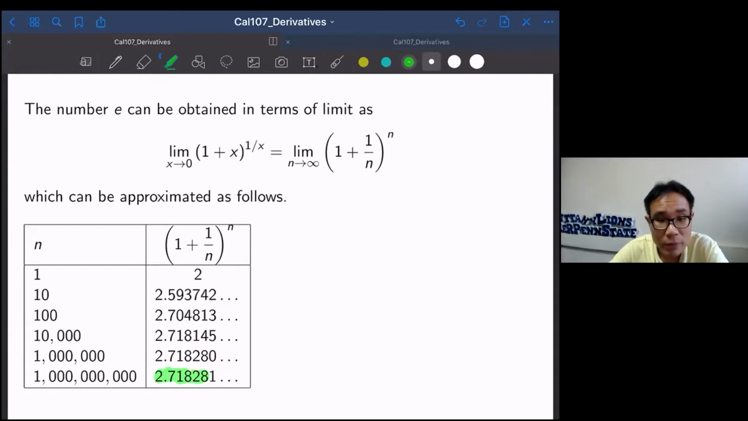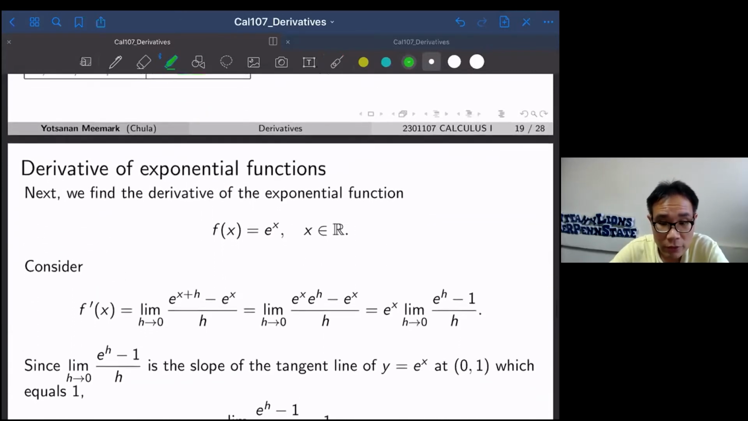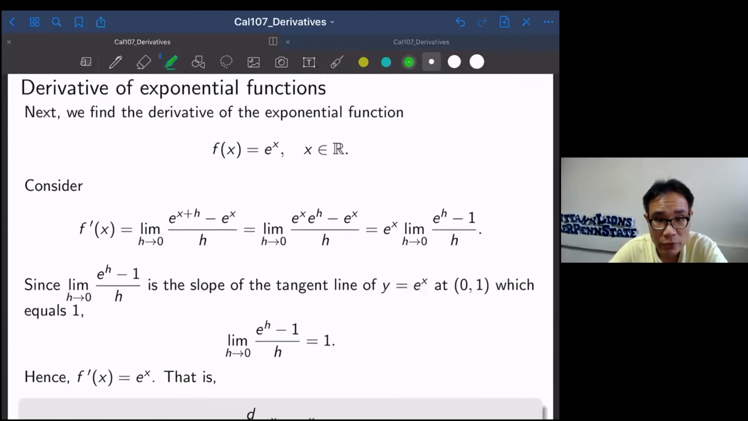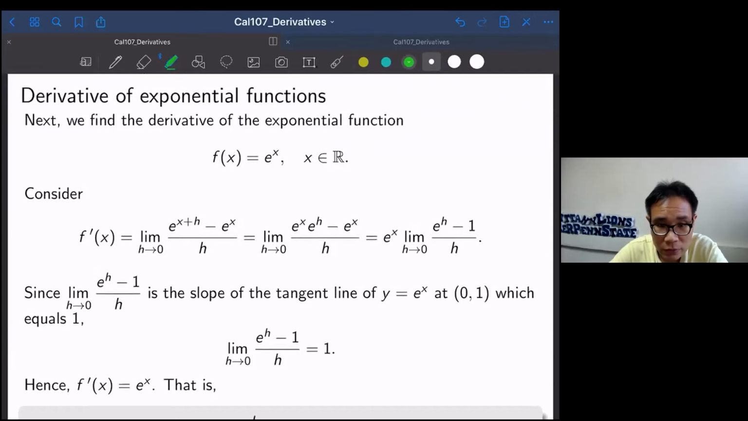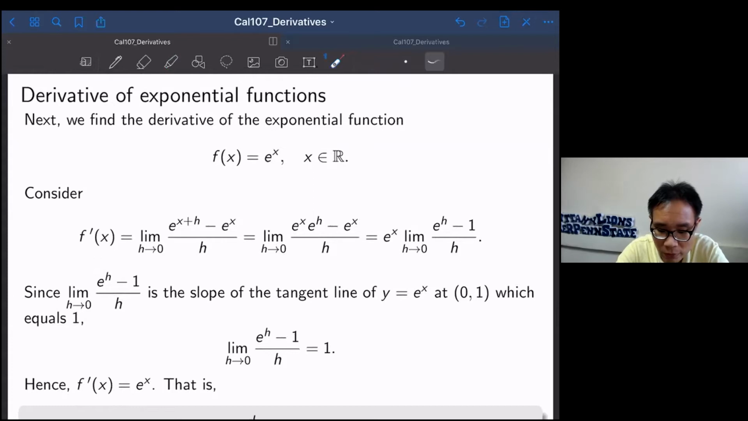Why is this important? Because it's going to give us a very simple derivative, the derivative of the exponential function. The derivative of the exponential function f(x) equal to e to the x, and we want to find the derivative of e to the x. So we use the definition. It's going to be the limit as h goes to 0 of e to the x plus h minus e to the x, over h.